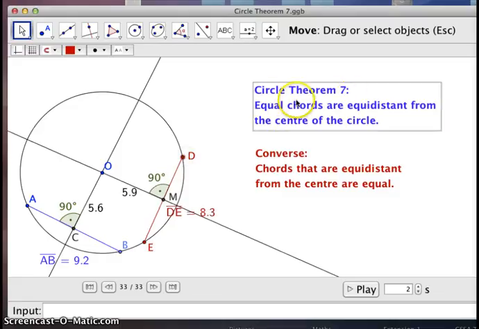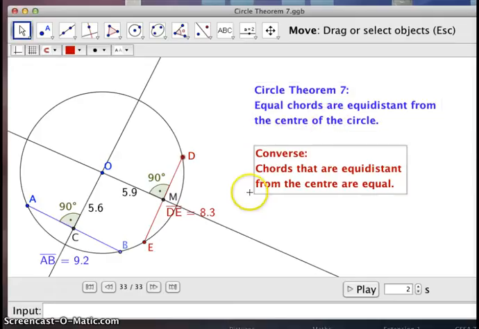Okay, so please write that down. Circle theorem 7, equal chords are equidistant from the center of the circle, and the converse is that chords that are equidistant from the center of the circle are equal. Okay, so it's saying it in reverse. So if OM equals OC, then chord DE equals AB. That is the converse theorem.